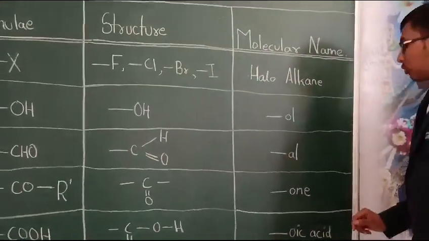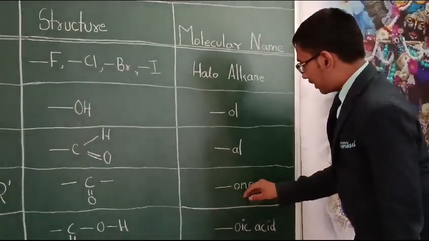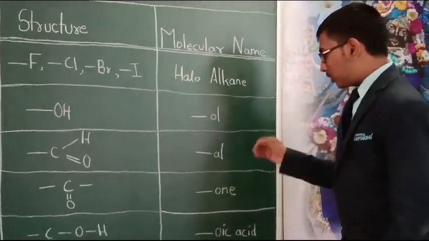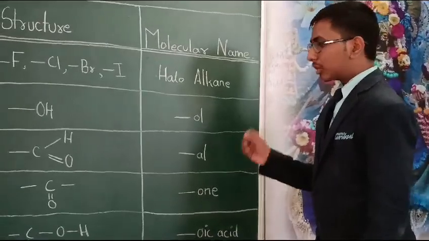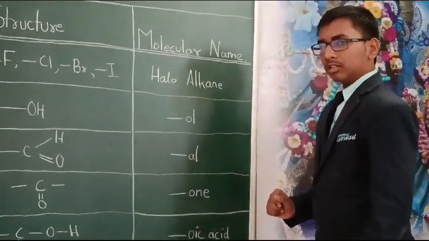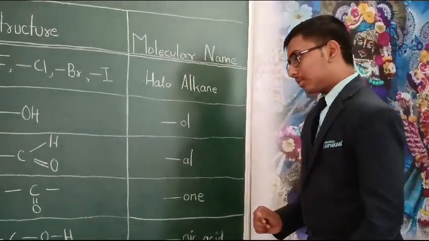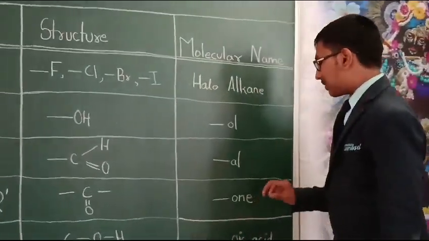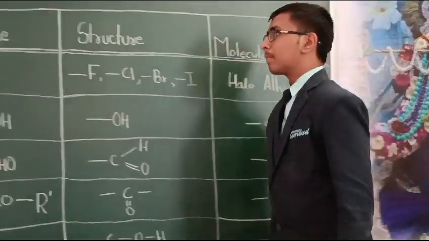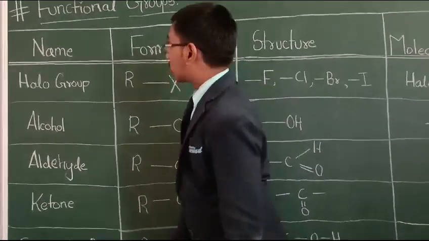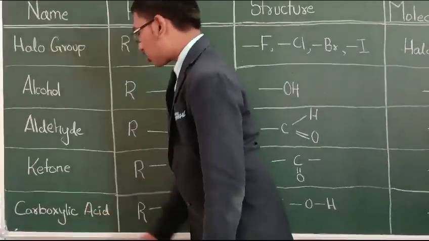The molecular name for ketone is that one is added as a suffix. One is added as a suffix to the name of the alkane. The examples for ketone are propanone, butanone and pentanone. From all these three examples, we can conclude that one is added as a suffix to the name of the alkane. Now let's move on to our last but not the least functional group, that is the carboxylic acid.